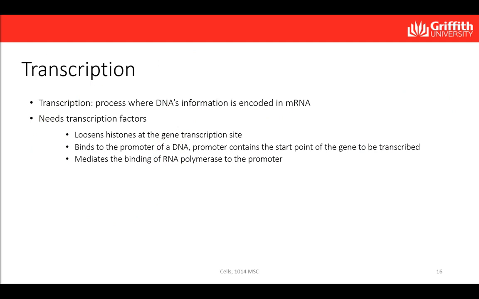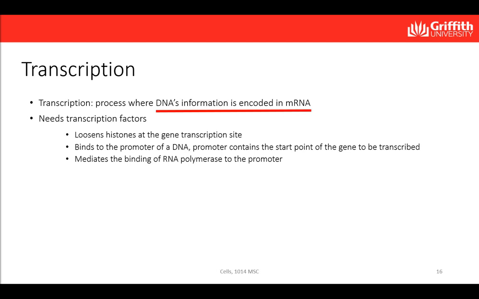So we'll just go back to transcription for a moment. Transcription is a process where the DNA's information is encoded in mRNA. Transcription cannot begin until gene-activating chemicals, called transcription factors, stimulate histones at the gene transcription site. The transcription factors then bind to the promoter region, which is a special DNA sequence that contains the start point of the gene to be transcribed. Furthermore, it also helps in binding the RNA polymerase enzyme to that promoter region.